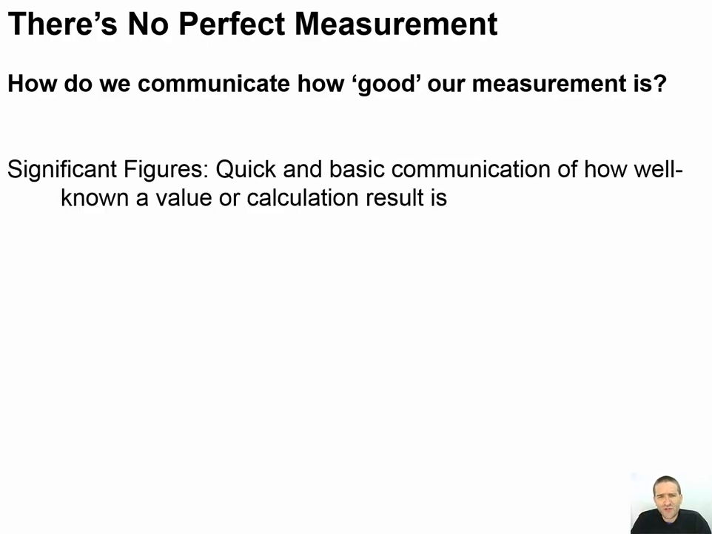Well, how do we do that in chemistry? We use something called significant figures. It's a very quick, basic communication of how well known a value or a calculation result will be. Often, the values that we're going to be using throughout our textbook and the problem sets, we'll usually actually know them in the sciences better than we're giving them to you in the textbook.